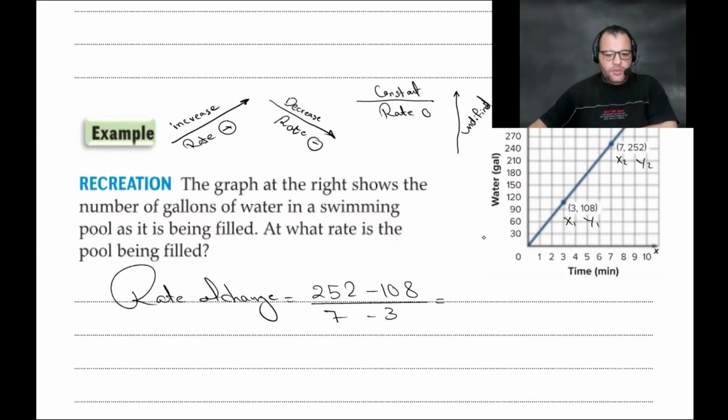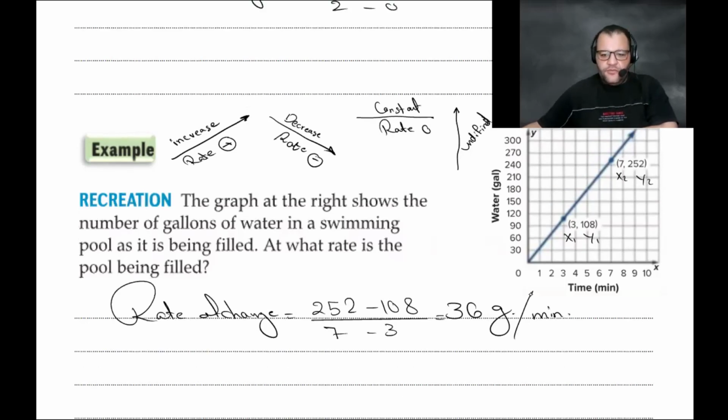36. Are you sure? I'm sure. Okay, 36. 36 what? 36 minutes? Sorry? Gallons. Gallons per minute. Right.